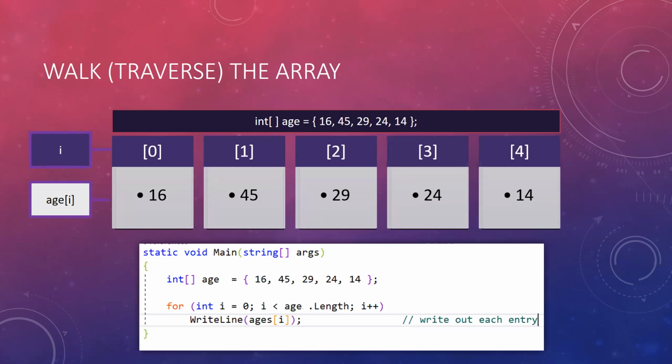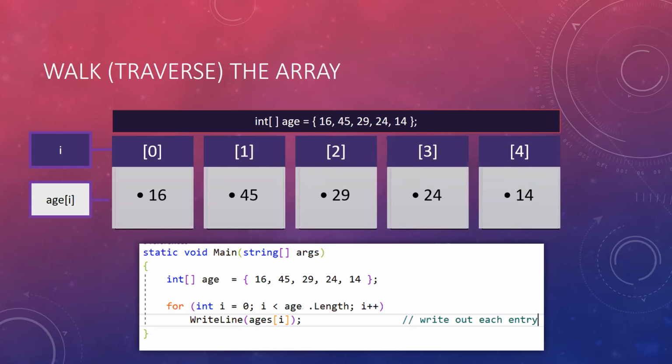Our code is doing a for loop. As we start, we set I to 0, and we have that value of 16 that comes out of our write line statement. Then when we execute the loop again, I becomes 1, and we output the value 45. I becomes 2, we output the value 29. I becomes 3, we output its value, and finally I becomes 4.